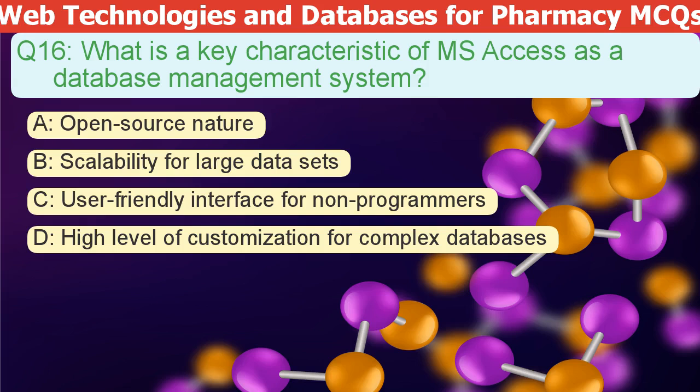What is a key characteristic of MS Access as a database management system? A. Open source nature. B. Scalability for large data sets. C. User-friendly interface for non-programmers. D. High level of customization for complex databases.